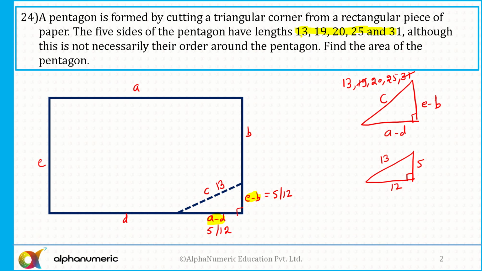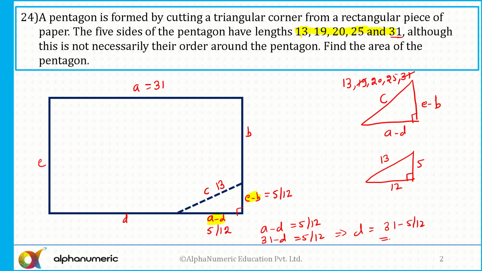Now I need to find out the remaining sides here. So in this case, what is going to happen? If you look at here, A is basically the largest side. As it is the length, I can say A is definitely 31. So if A is equal to 31, then the possible value of A minus D is either 5 or 12. I can say 31 minus D is equal to either 5 or 12. So what are the possible values of D? That is 31 minus 5 or 31 minus 12.